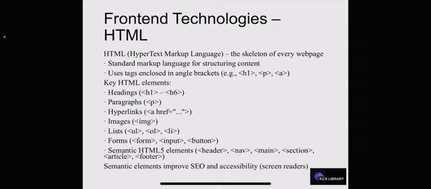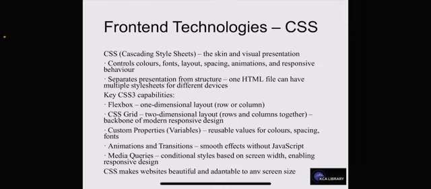Now, semantic HTML5 elements. It usually has the header, nav, main, section, article, and footer. Semantic elements improve SEO and accessibility, which can be seen with screen readers.